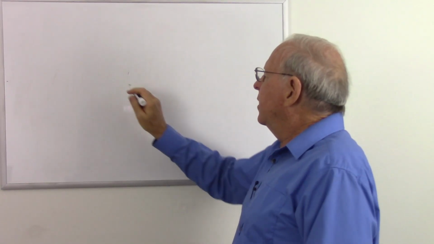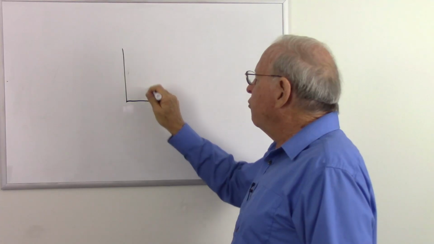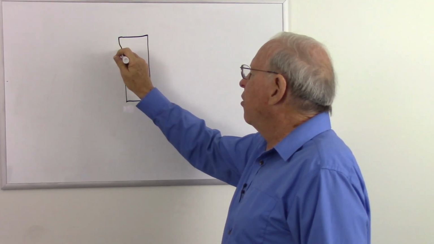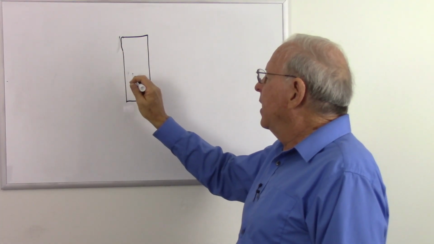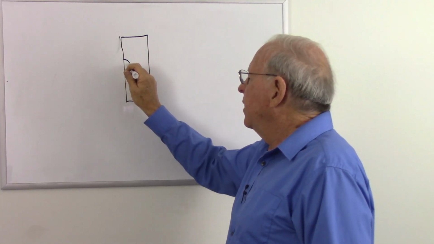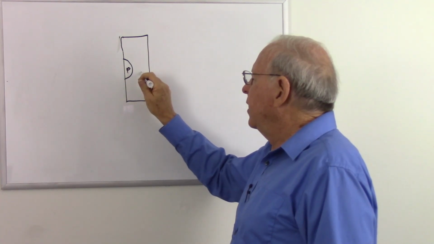A J-FET works like a diode. I'm going to draw it differently here because you'll usually see it drawn more like this. There are different ways to illustrate a J-FET. And so I have a P region here and an N region here.